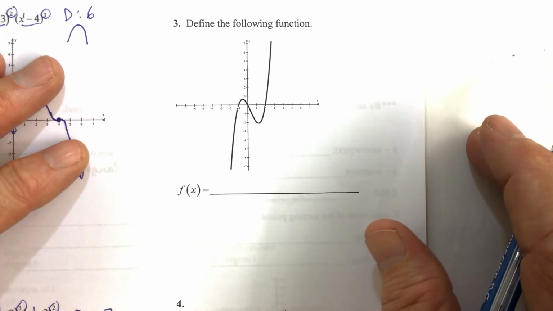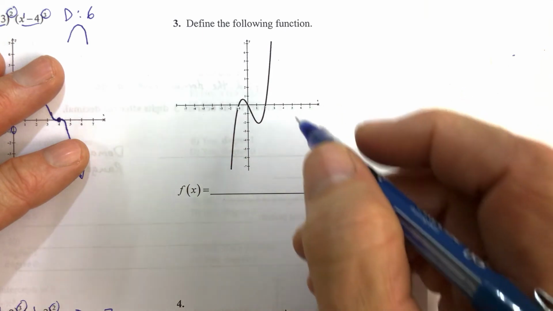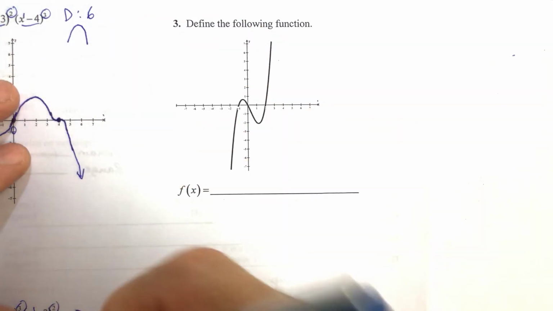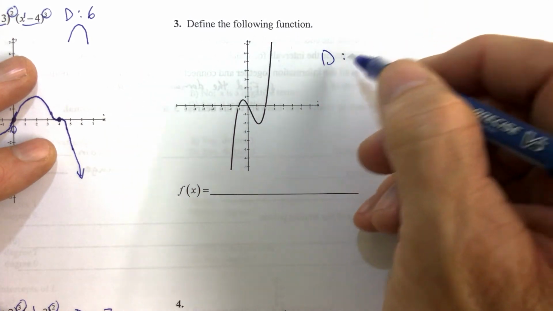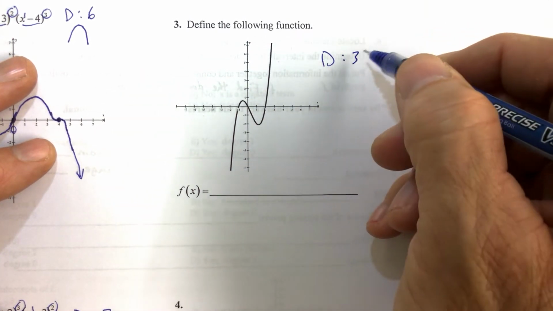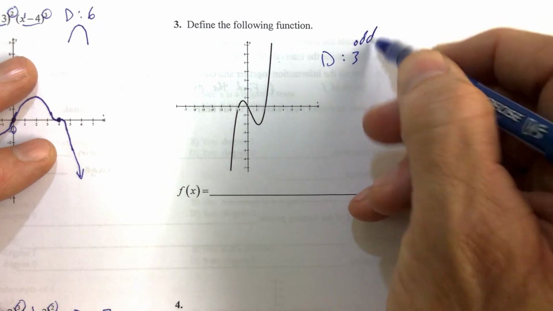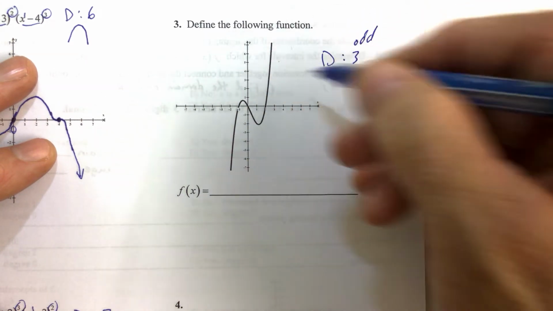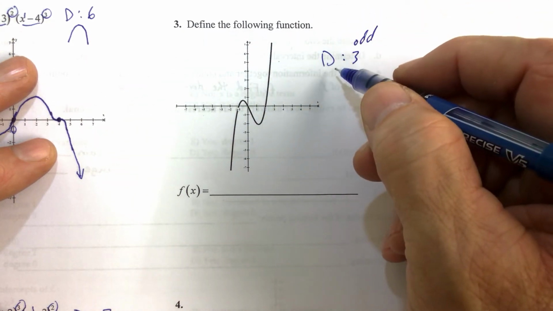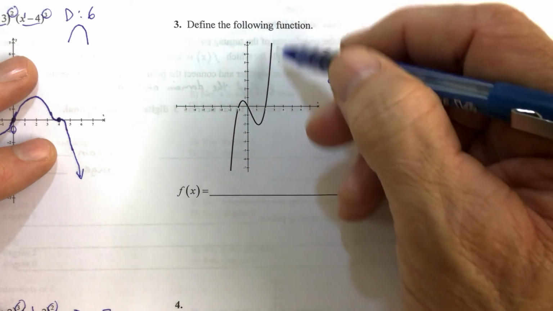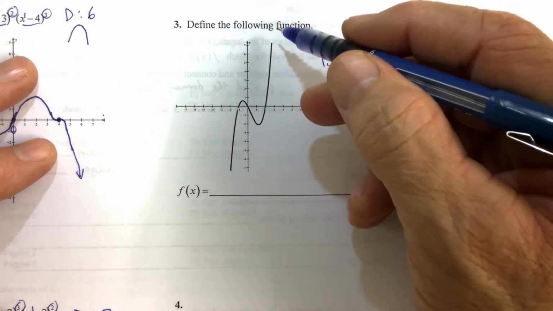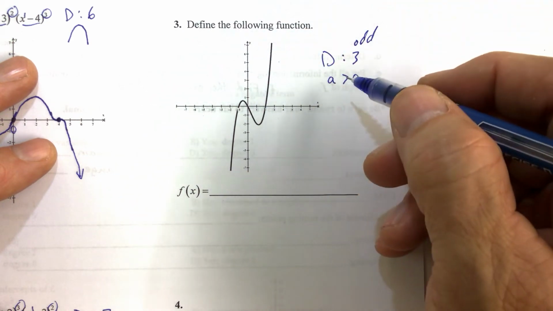Okay. And then problem number 3 on the third page, define the following function. So we just do the opposite of what we just did in problems 1 and 2. We see what the graph is, so we know that the degree is at least 3. We know it's odd, at least, because the ends of the graph are going in opposite directions. We know that a is positive, because the end of the right side goes up. So if it goes up from left to right, a is always going to be positive.